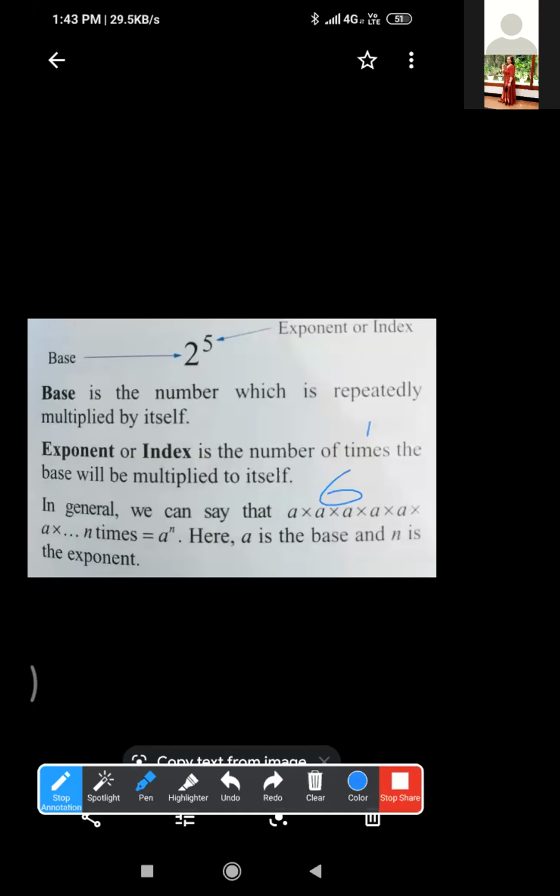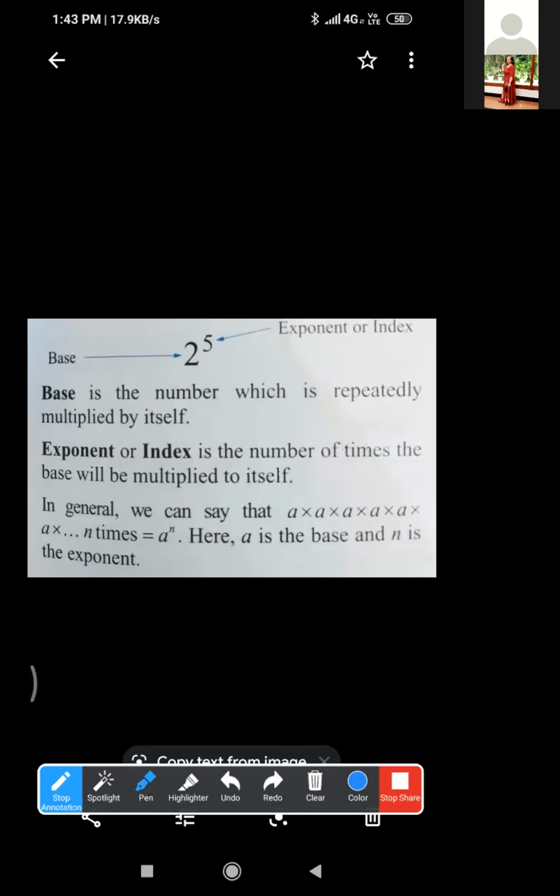Suppose 6 raised to power 4. So 4 is the exponent, which means 6 is multiplied 4 times. Is it clear? The number of times we multiply the number, that we call the exponent or power.